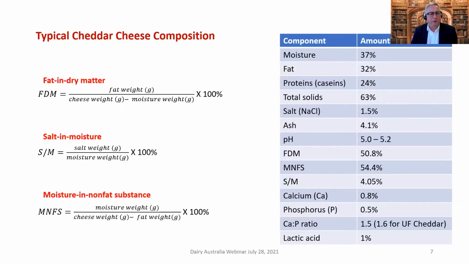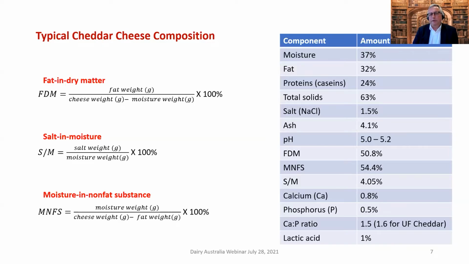Now, I'm sure most of you will know parameters such as fat in dry matter, and if you don't, there's a formula there. It's the salt in moisture, and that's a very important measurement because it does give some indication about how the cultures are likely to grow in cheese over time, and the moisture in the non-fat substance.